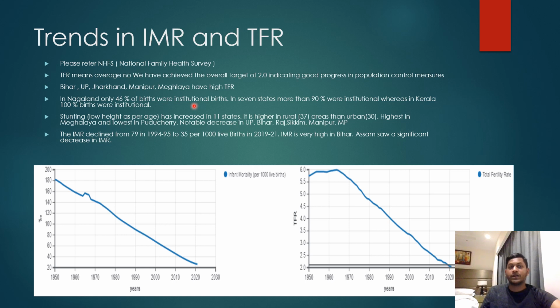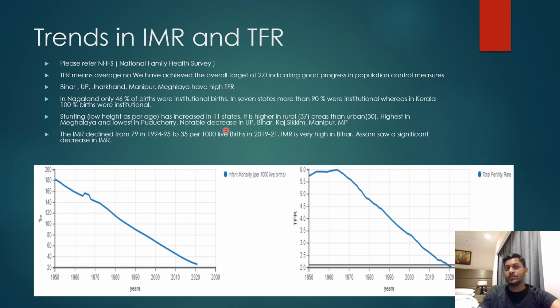Then friends, one more important fact is stunting, stunting of the child. So stunting क्या होता है? Low height as per the age. So his age and his height will not be matching. So it has increased in 11 states. It is very high in rural areas than urban. Naturally, because of the lack of nutrition, this indicates nutritional standards, friends. Nutrition का बहुत बड़ा effect होता है stunting पे. Highest is in Meghalaya and lowest is in Pondicherry. So highest stunting is in Meghalaya and lowest in Pondicherry.